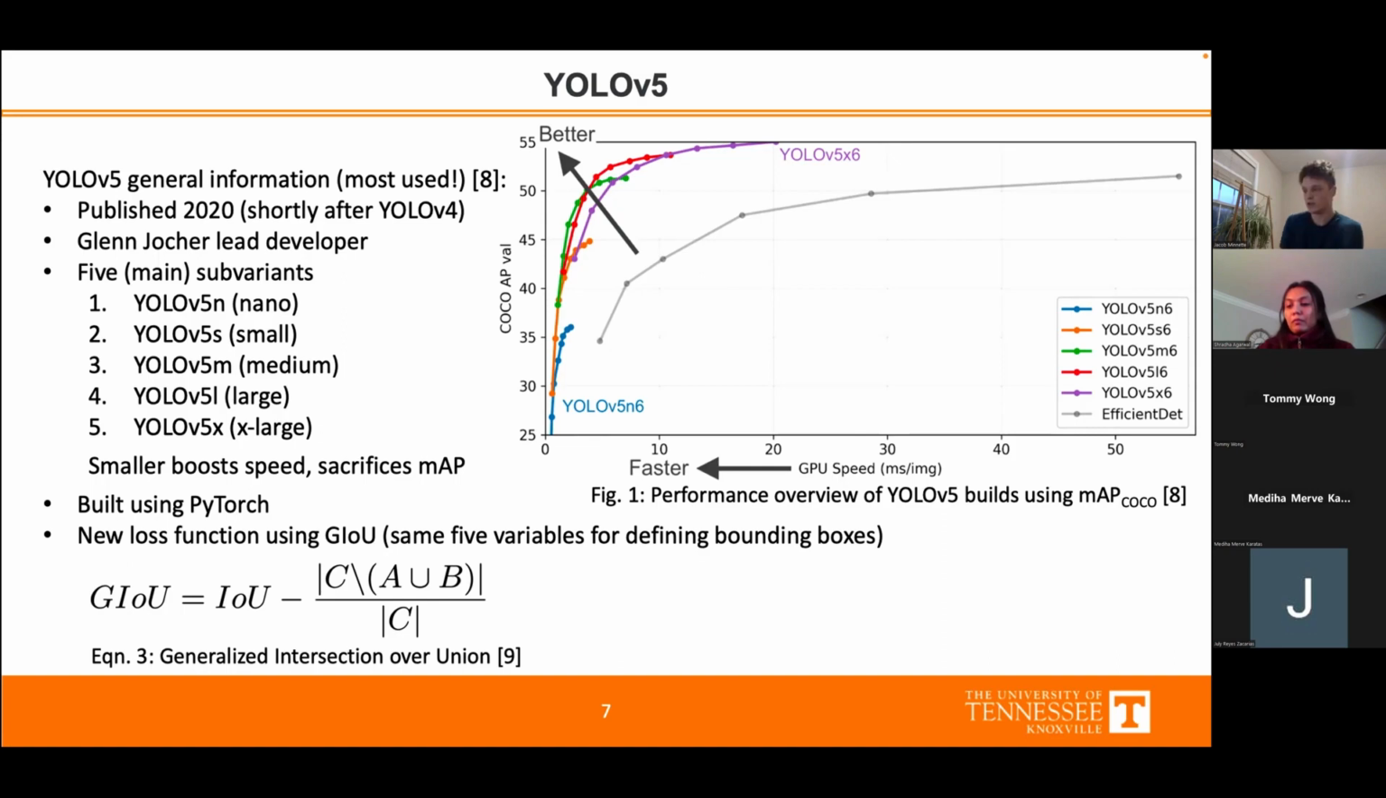YOLO was built fully using the PyTorch framework, which is a tool for deep learning within computer science. It also incorporated a different loss function rather than the standard intersection over union. It is a generalized intersection over union, which is defined by the equation here, equation 3, exact details of which are a whole paper in itself from a group from Stanford.